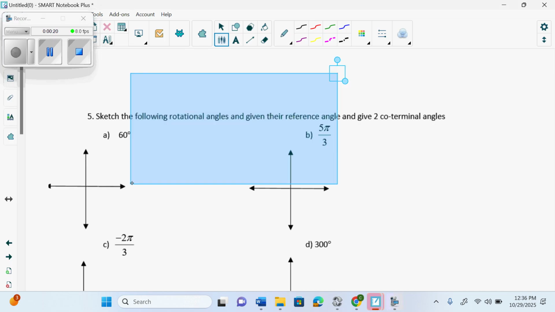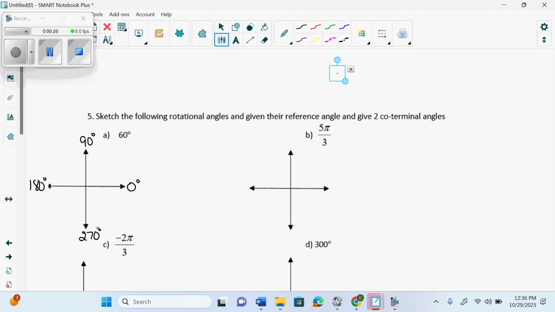So this is where 0 degrees is. This is 90 degrees, 180 degrees, 270 degrees, 360 degrees, and I could keep going. Remember that we talked about positive angles going counterclockwise, negative angles going clockwise, right? That was one of the biggest things we talked about on that Friday. And then we have to go 60. So we have our rotation, which is about the center.